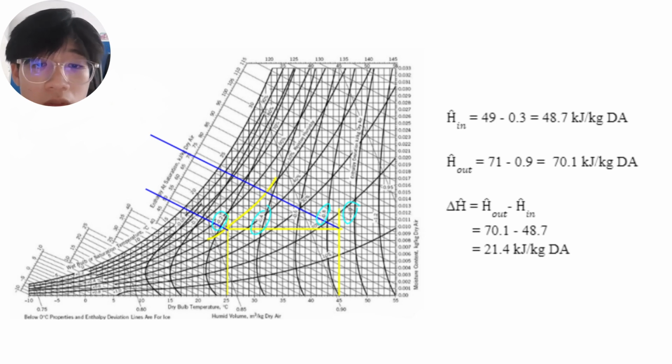So from the intersection, we draw up left to the enthalpy at saturation scale. So the enthalpy in we got is 49. Because this case is not fully saturated, it is only 50% saturation, we have to account for the enthalpy deviation, where our point stays between negative 0.2 and negative 0.4 of the enthalpy deviation. So we took 0.3, which is 49 minus 0.3, we got 48.7 kilojoule per kg of dry air.